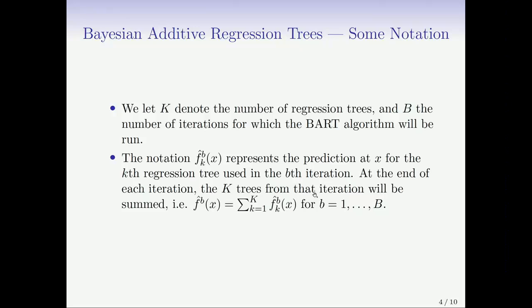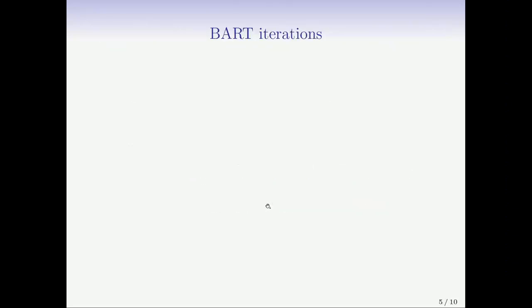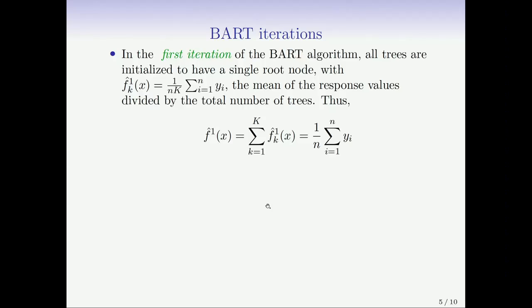So at the end of each iteration, we have K trees, and our prediction at the Bth step is simply the sum of those predictions. Okay, so what do those iterations look like?